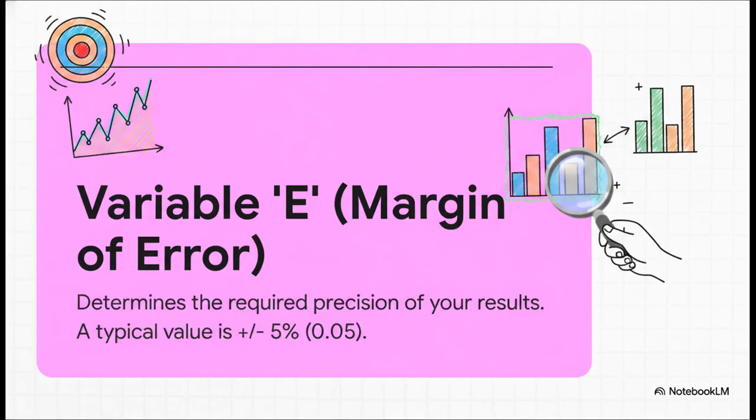And finally, we have E, which is your margin of error. This just decides how precise your final answer needs to be. So if your result is 20%, is it okay if the real answer is anywhere between 15% and 25%? That would be a margin of error of plus or minus 5%. If you need to be more precise, you need more observations. But for most studies, plus or minus 5% is perfectly fine. So we write E as 0.05.